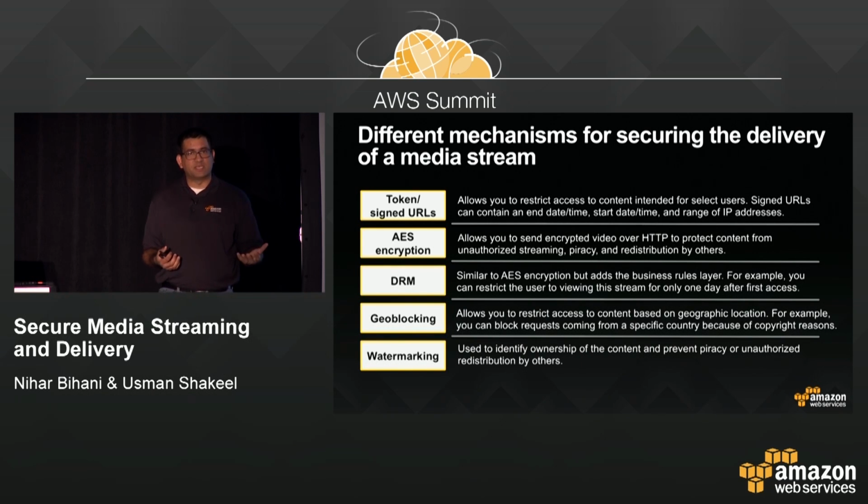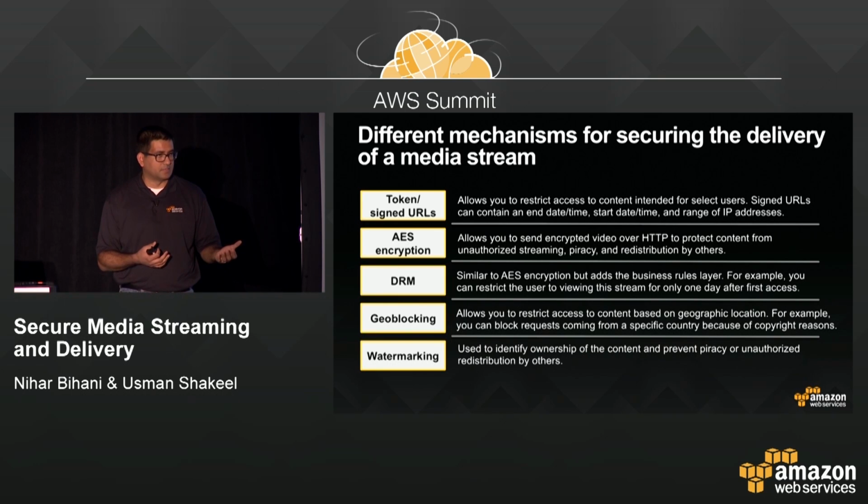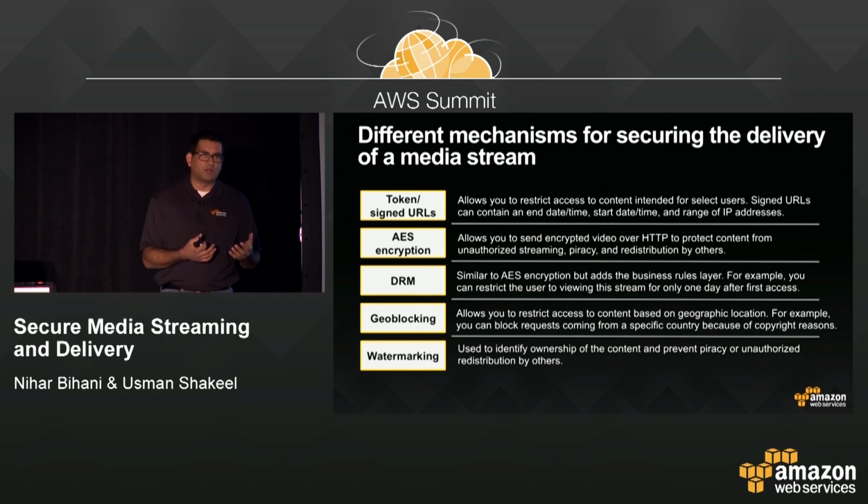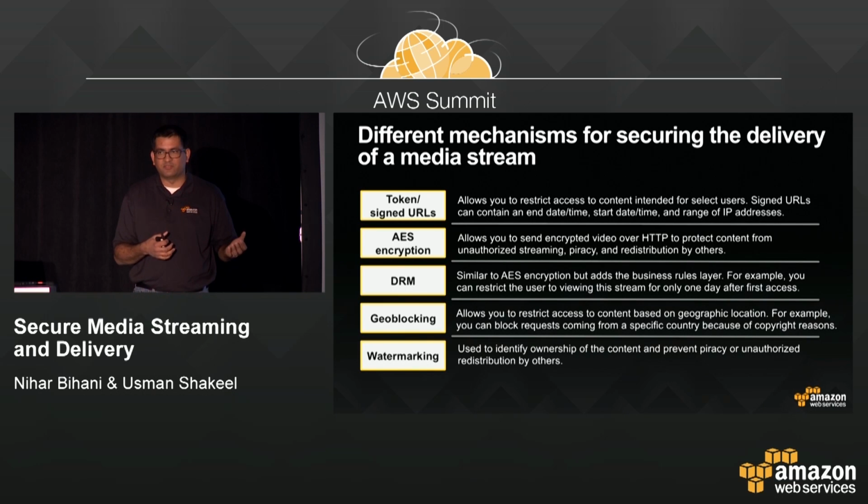DRM, or digital rights management, is similar to AES encryption, but it adds a layer of business logic to that, where not only are you encrypting the content, but you're also providing things like you can only have access to this file for a certain period of time. So there's some business logic applied to that. And then geo-blocking allows you to restrict access to content based on where the viewers are located geographically.